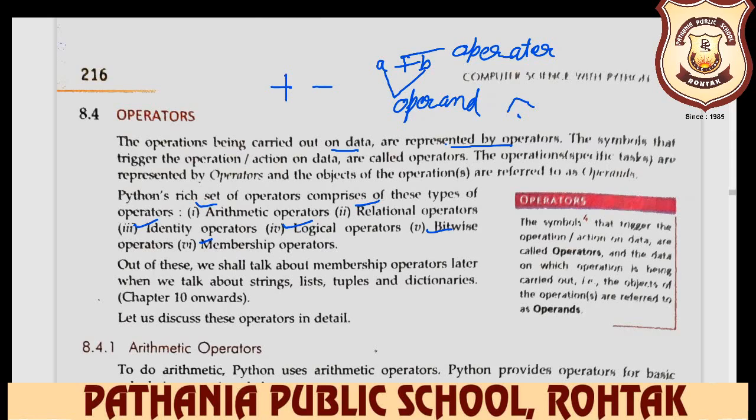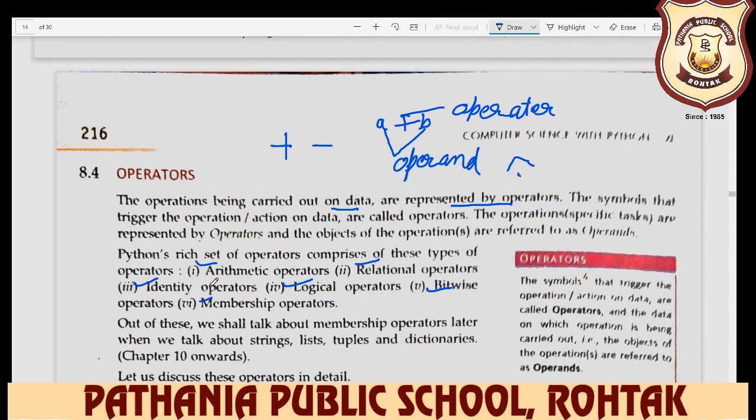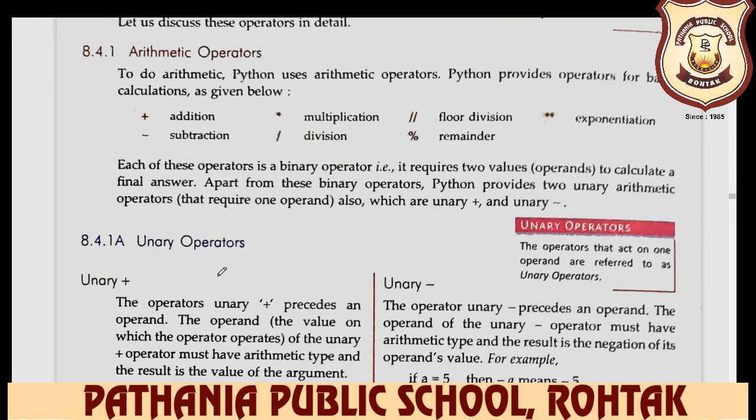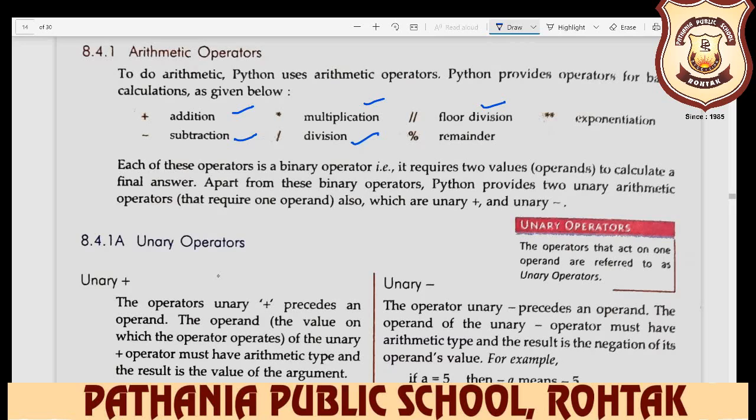So here first we learn about arithmetic operators. The first type of operator is the arithmetic operator. Arithmetic operators perform simple mathematical operations. When you do any calculation, the basic operators are arithmetic operators. For example, addition, subtraction, multiplication, division, and floor division, the double slash.